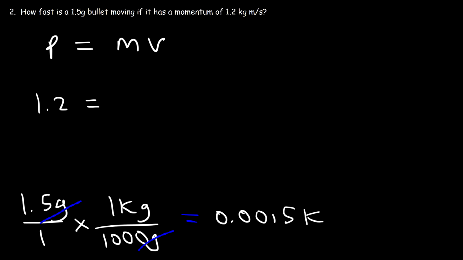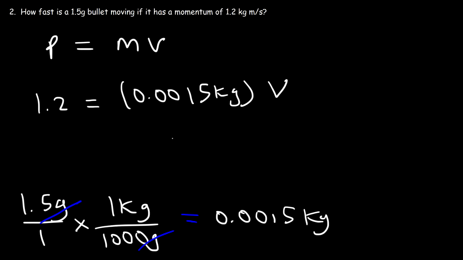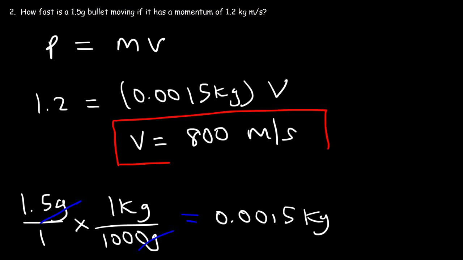It's 0.0015. So that's the mass of the bullet in kilograms. So now all we got to do is calculate how fast it's moving. Let's solve for v. To do that, take 1.2 and divide it by 0.0015. So v is 800. So the bullet is moving at a speed of 800 meters per second.